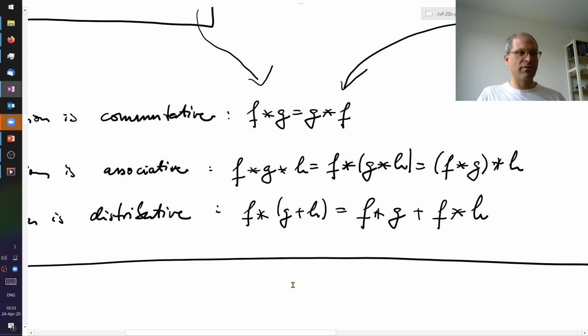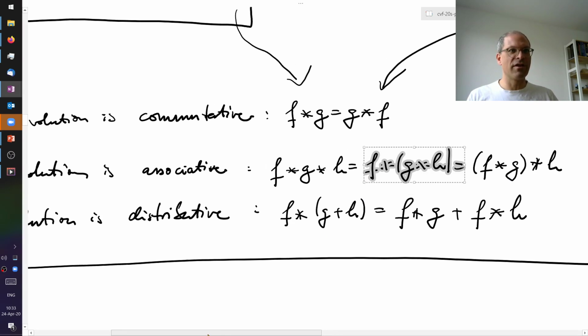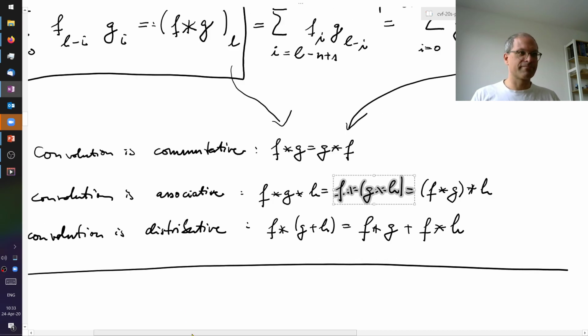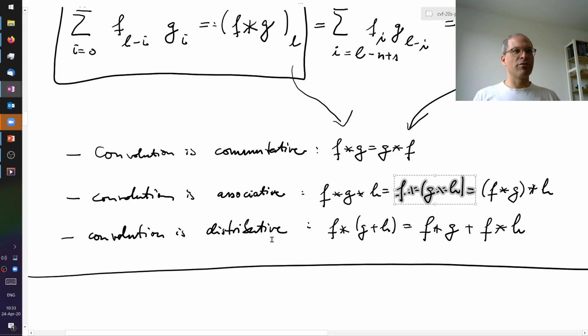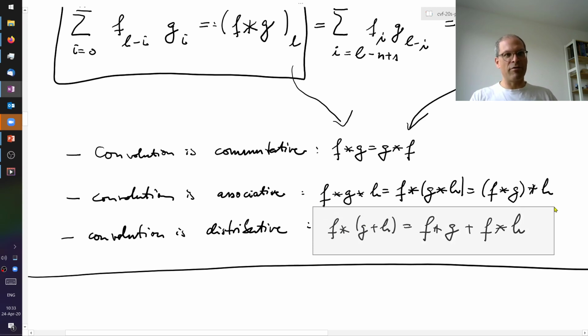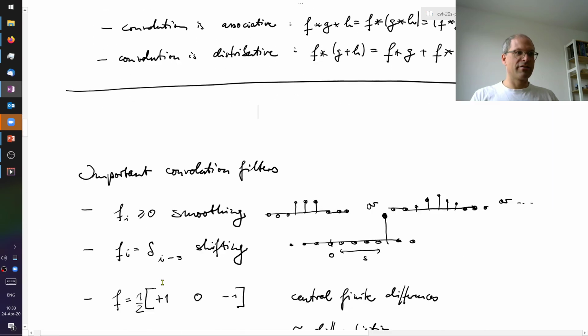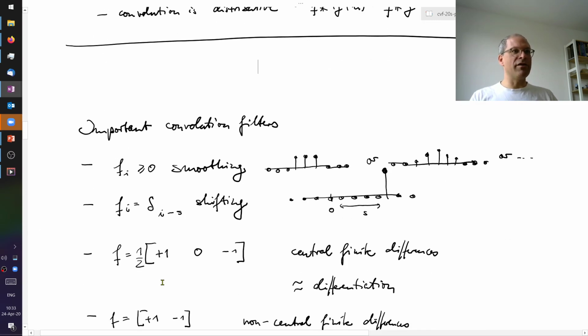It's a really important equality, which also is very important in practice, because, for example, this may or may not be more efficient than that. And a huge amount of tuning and optimization goes into this, because we're dealing with billions and billions of pixels when we work with video. And then convolution is distributive, so F convolved with G plus H is the same as F convolved with G plus F convolved with H.